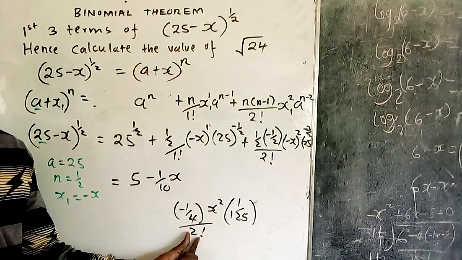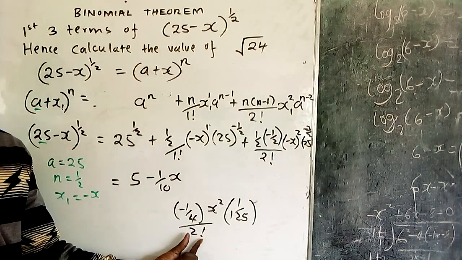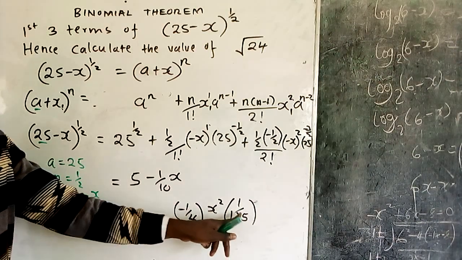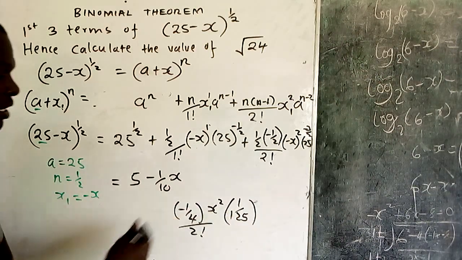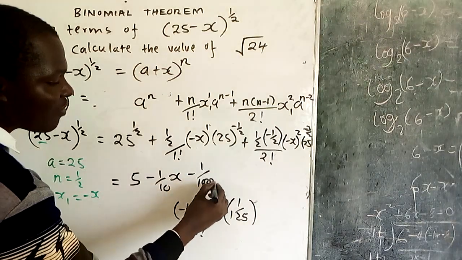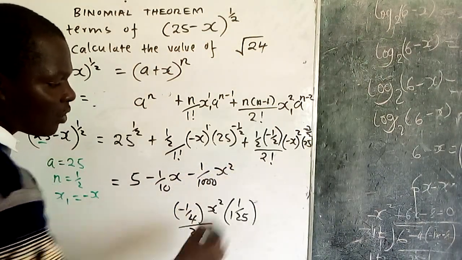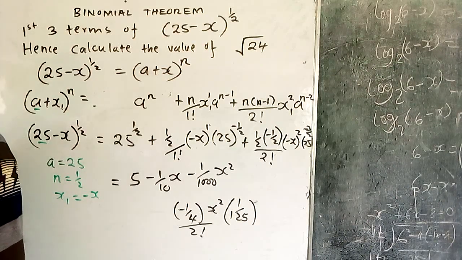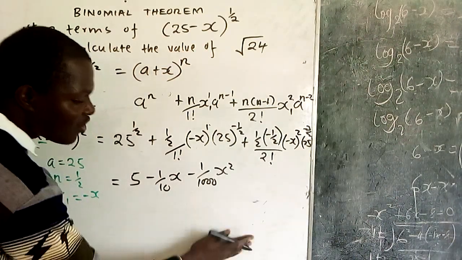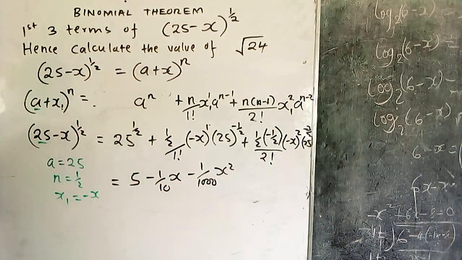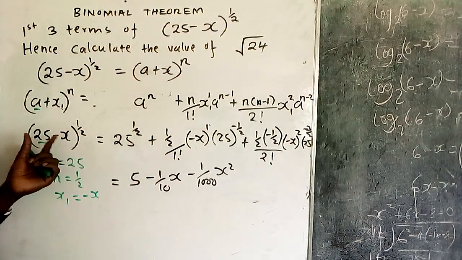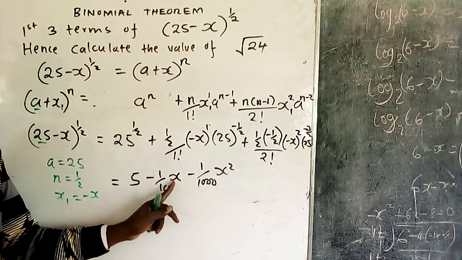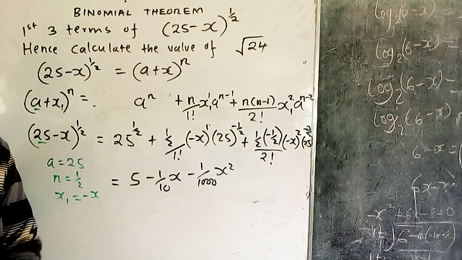Negative 1 over 4 divided by 2 factorial. 2 factorial is just 2, isn't it? Yes. So negative 1 over 4 divided by 2. So you get negative 1 over 8. Yes. Negative 1 over 8 times 1 over 125. You get negative 1 over 1000. Then your x is squared. Negative 1 over. Yes, negative 1 over. Some of these things you just look at them and you see, isn't it? So you can see an expansion of 25 minus x raised to power half is 5 minus 1 over 10x minus 1 over 1000 x squared, isn't it?